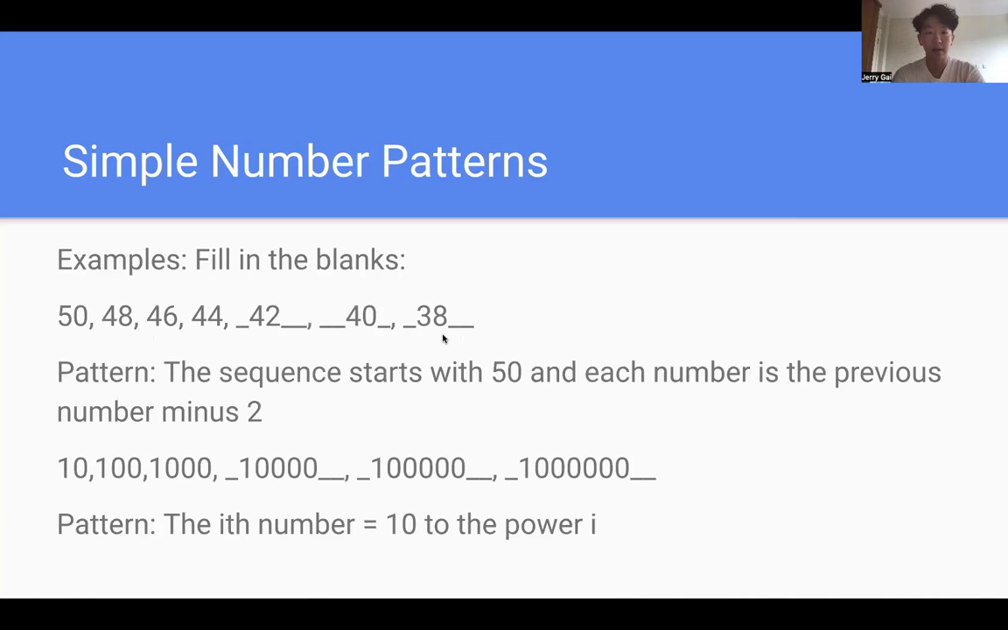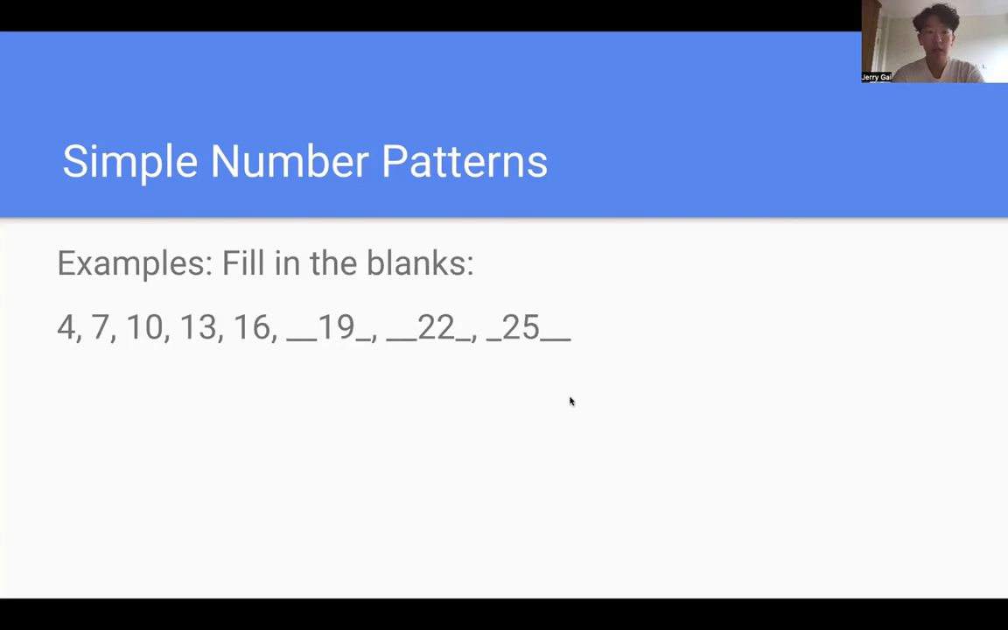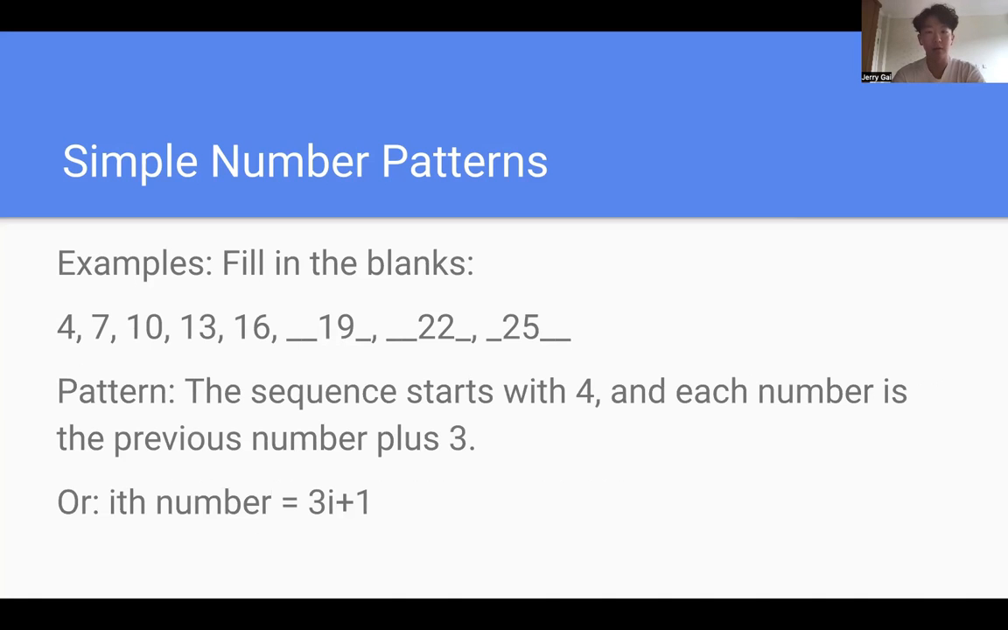So the first pattern is that the sequence starts with 50, and each number is the previous one minus 2. And the second pattern is that the ith number in the sequence is just 10 to the power i. Okay, the third sequence starts with 4, and it adds 3 to the next term. So the pattern is that it starts with 4, and each number is the previous one plus 3. Or you can also say that the ith number in the sequence is just 3i plus 1.